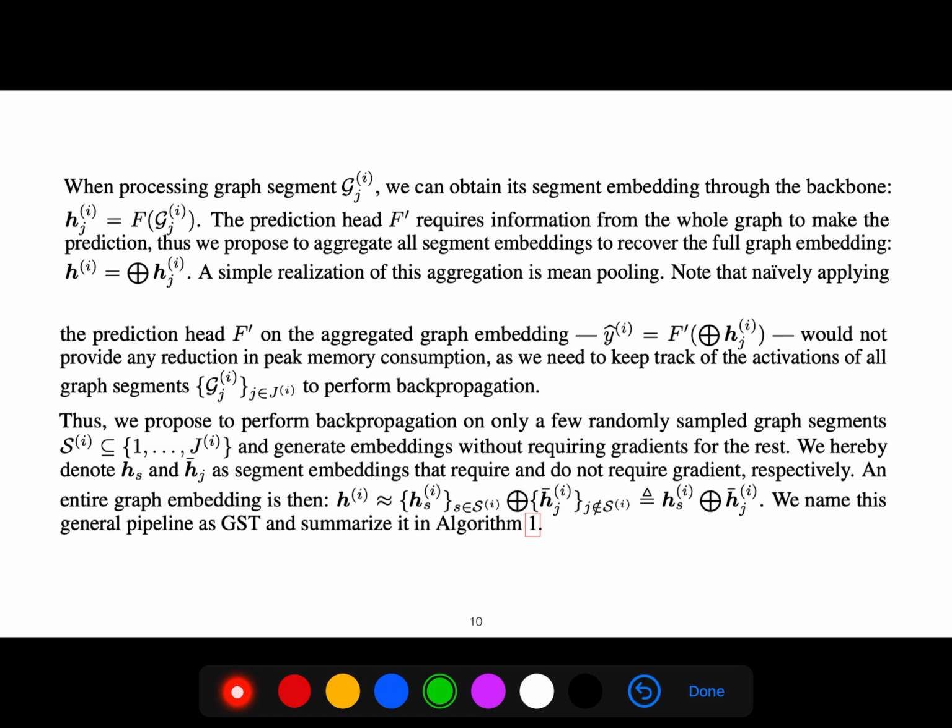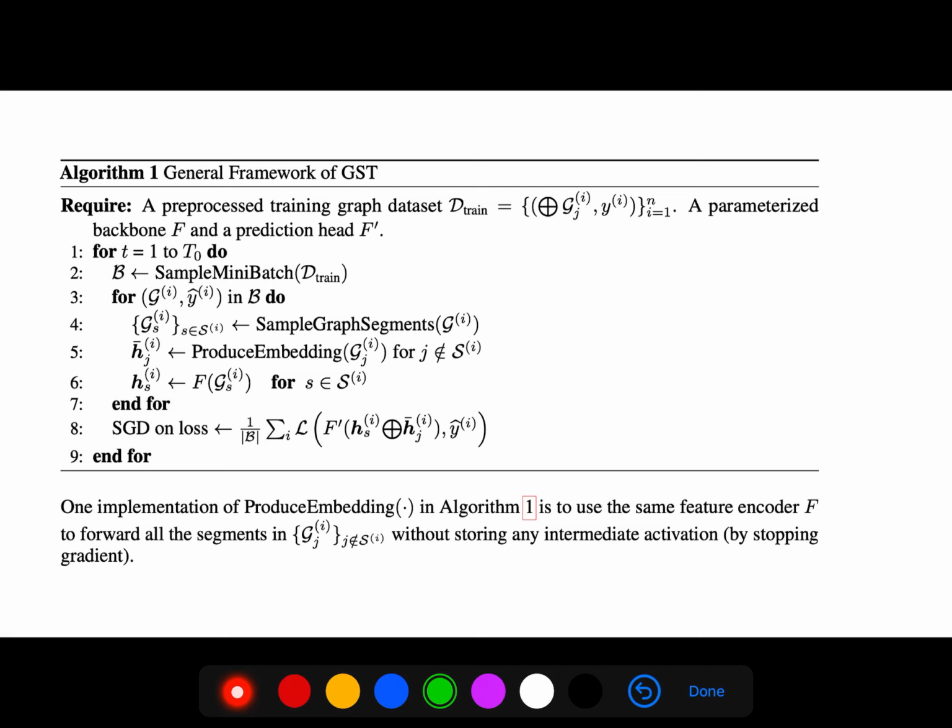Now, the naive approach is applying the prediction head f prime on the aggregated graph embedding, like this. This would not provide any reduction in peak memory consumption, as we need to keep track of activations of all graph segments to perform backpropagation. Thus, we propose to perform backpropagation on only a few randomly sampled graph segments and generate embeddings without requiring gradients for the rest. We hereby denote H sub i and H sub j as segment embeddings that require and do not require gradient, respectively. And this is the entire graph embedding. So to summarize, we first sample the mini batch, we sample graph segments, we produce embeddings, and then we do SGD on the loss.